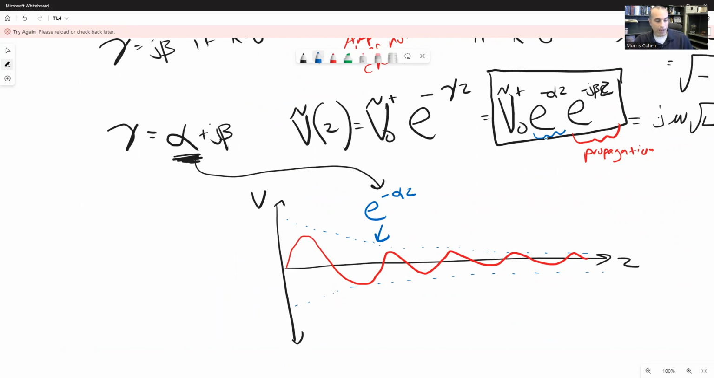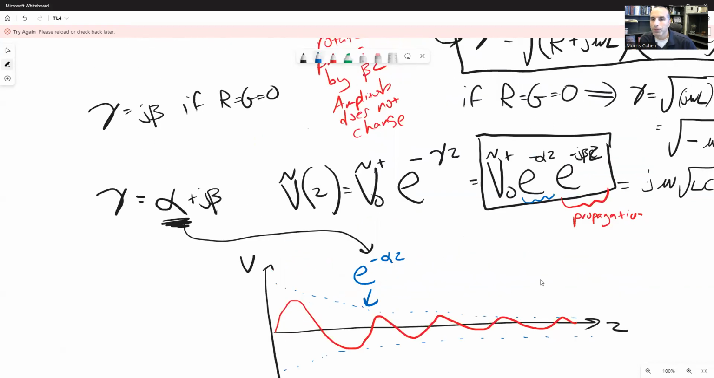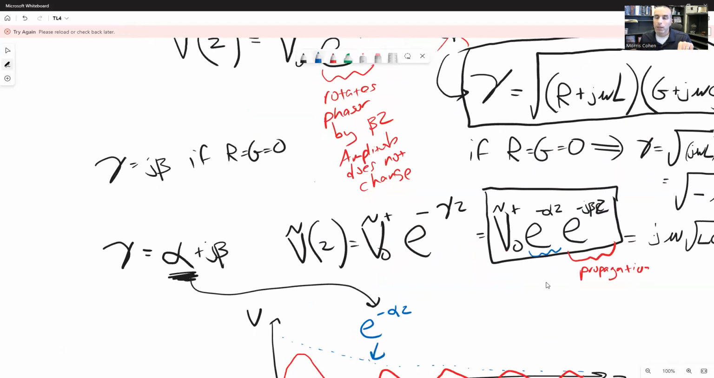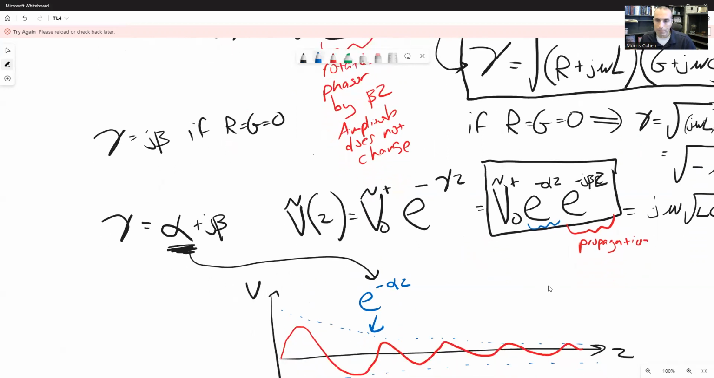All right, so that's the basic idea: all we need to do is replace beta with gamma, and gamma will have a real and imaginary portion to it. The imaginary portion of gamma will tell us the propagation, how the phase is changing with distance. And alpha is going to tell us how quickly the amplitude is attenuating with distance.